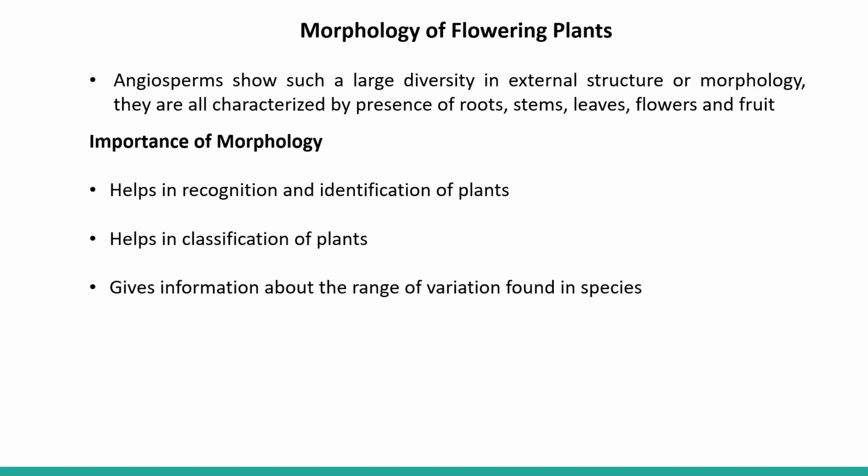Okay. So in angiosperms, we see the structure of different parts of the plants. Like we can see roots, stem, leaves, flowers and fruits. So we are going to study the structure or the morphology of the flowering plants. Angiosperms show such a large diversity in the external structure, so this chapter is going to cover the external structure, which is also called the morphology of the flowering plants.